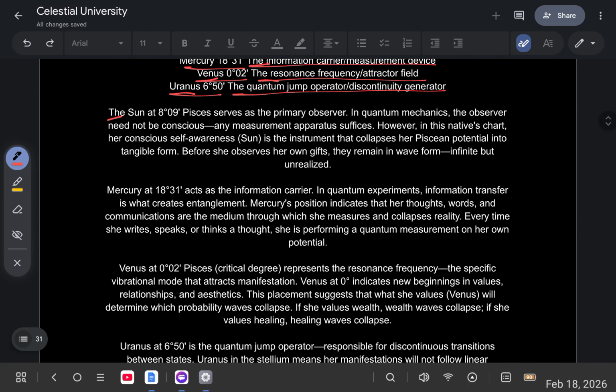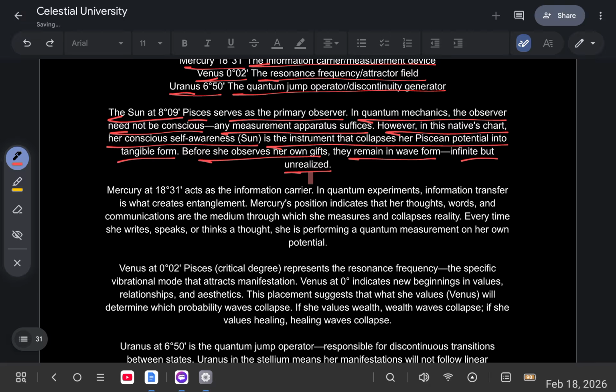So, Sun at 8 degrees 09 Pisces serves as the primary observer. In quantum mechanics, the observer need not be conscious. Any measurement apparatus suffices. However, in this native's chart, her conscious self-awareness, the sun, is the instrument that collapses her Piscean potential into tangible form. Before she observes her own gifts, they remain in wave form, infinite, but unrealized.